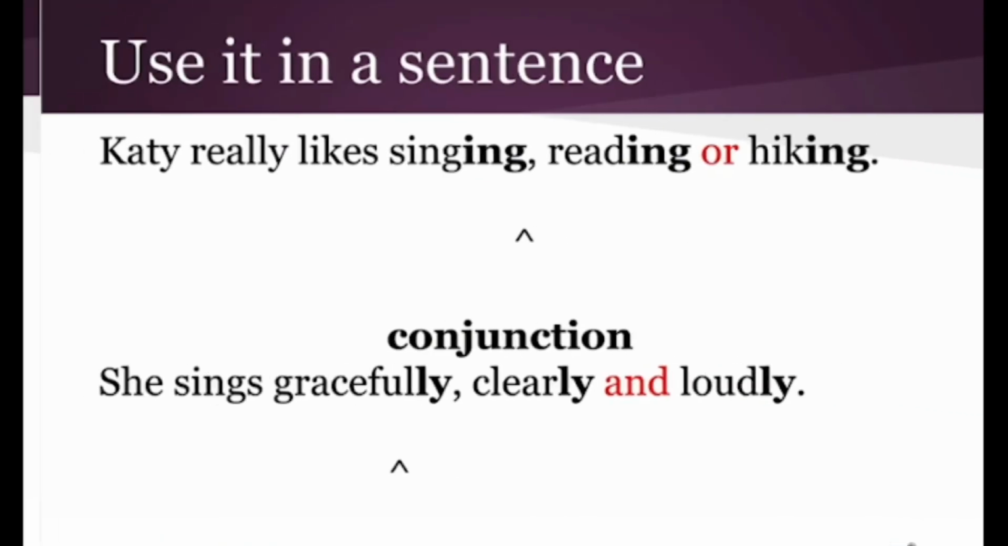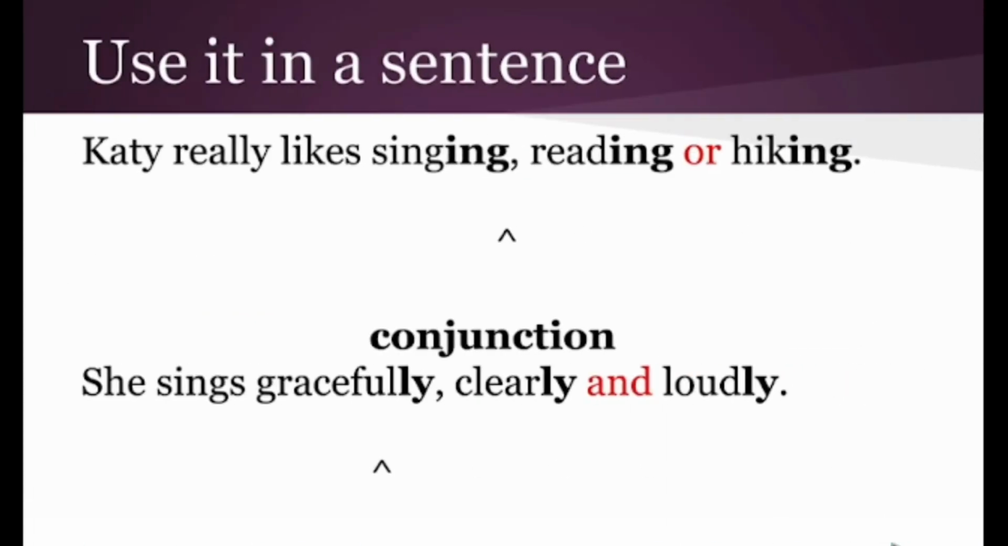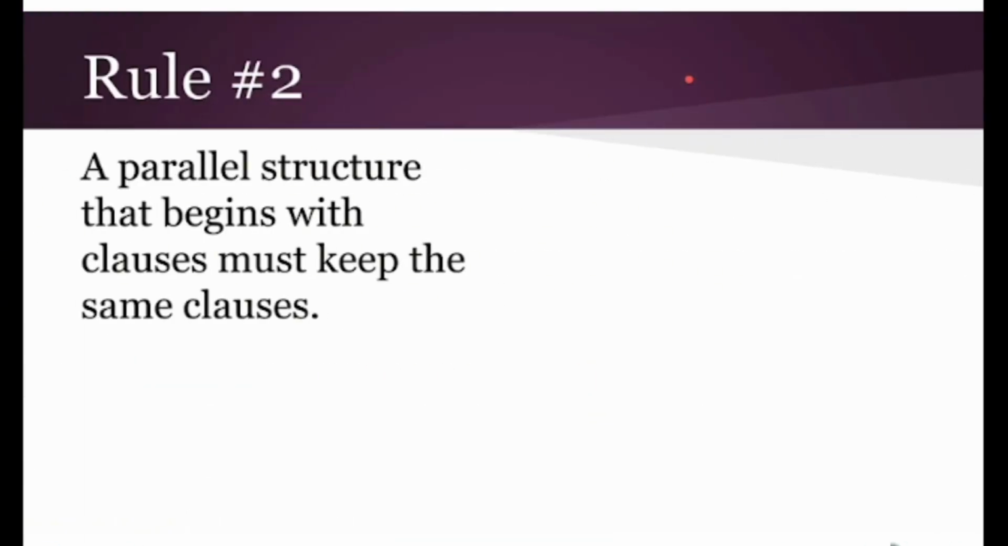So also, first of all, we said in rule one that we need to use conjunction while writing the while making a parallel structure sentence. So you can use conjunctions such as and, or. So she sings gracefully, clearly and loudly, and here we are using or: she likes singing, reading or hiking. Okay, that was rule number 1. Now let's study rule number 2. What is rule number 2?